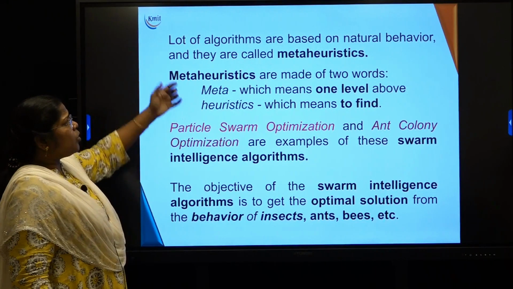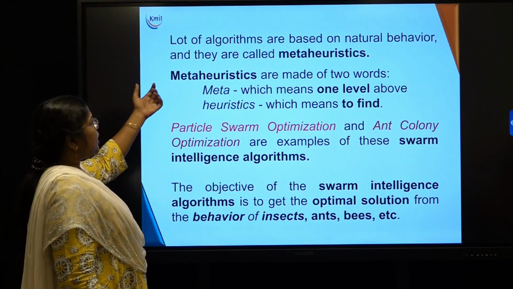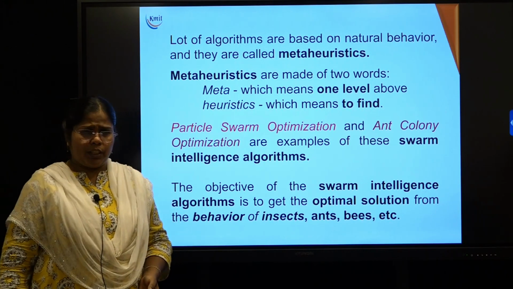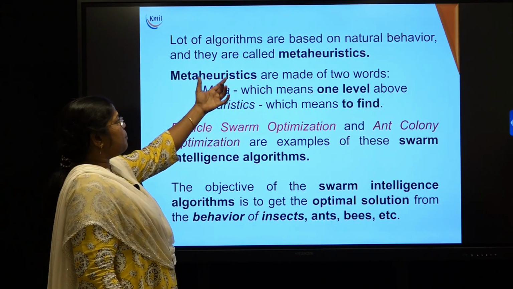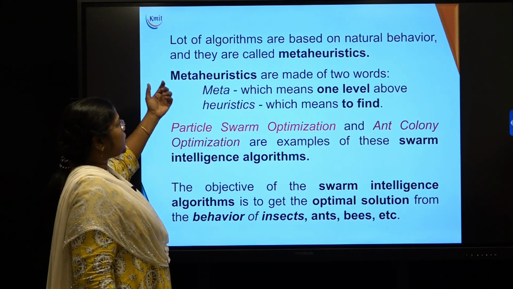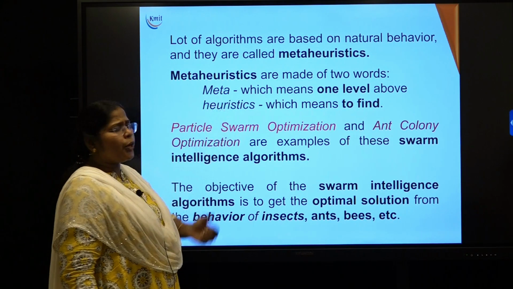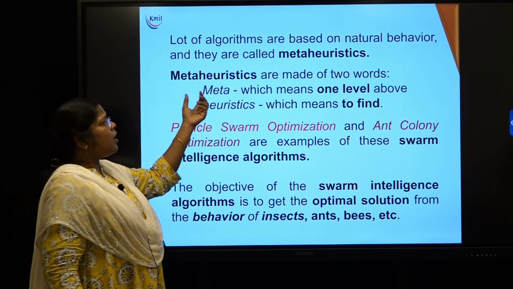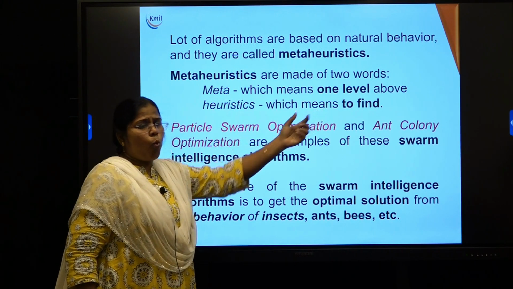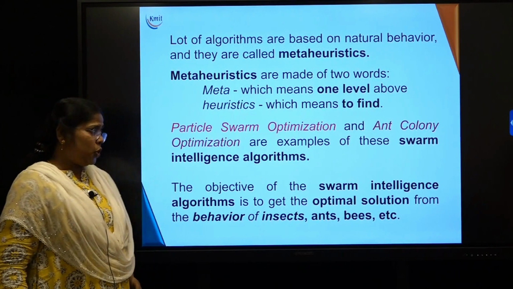A lot of algorithms are based on natural behavior and they are called metaheuristic. So, what is meant by metaheuristic? Metaheuristic has two words: one is meta, the second is heuristic. Meta is nothing but one level, and heuristic means to find a solution.